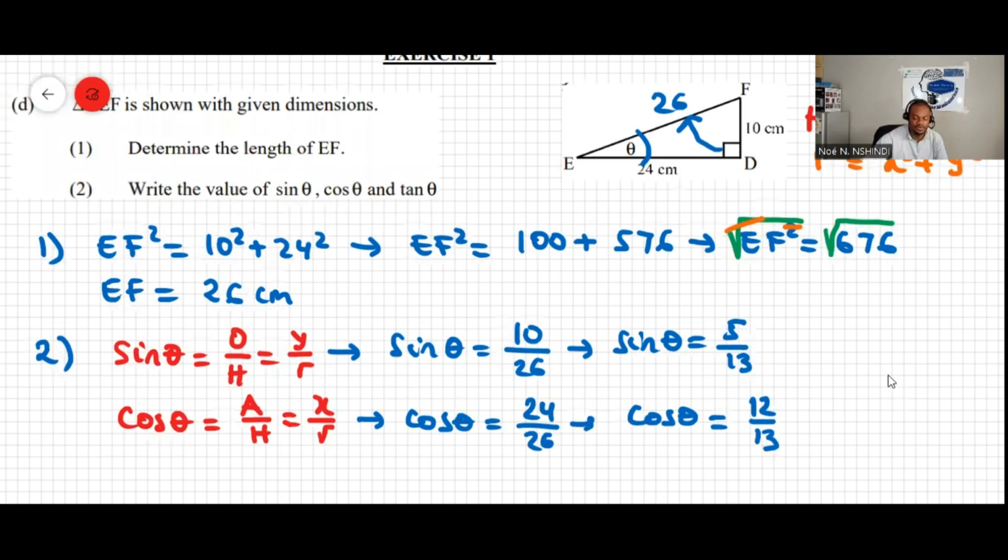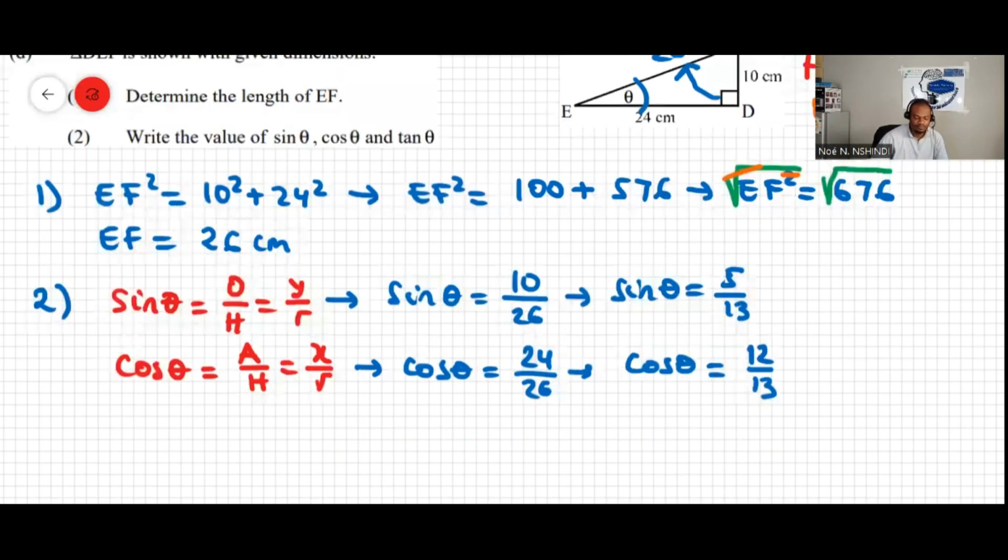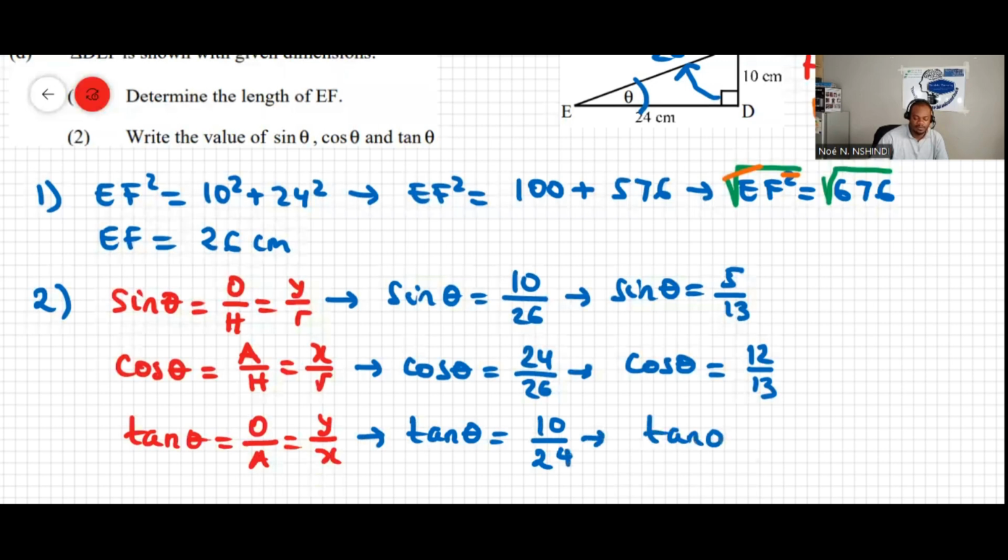And we also know that tan of the angle theta is given by opposite over adjacent, sometimes written as y over x. So tan of theta here will be 10 over 24. If we reduce the fraction by dividing by 2, it's going to be 5 over 12. Okay, thank you.